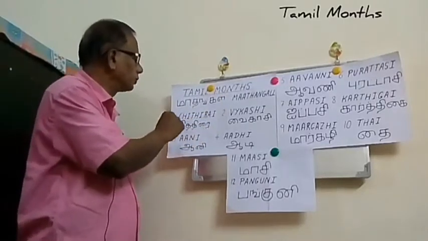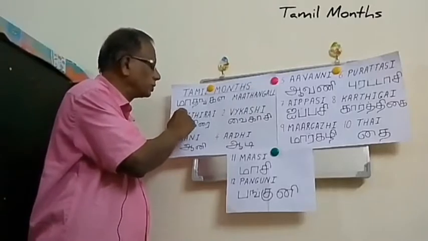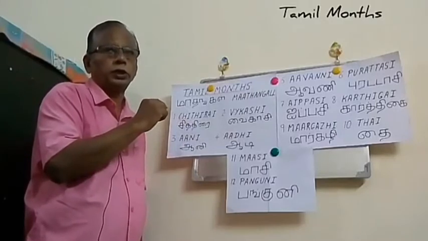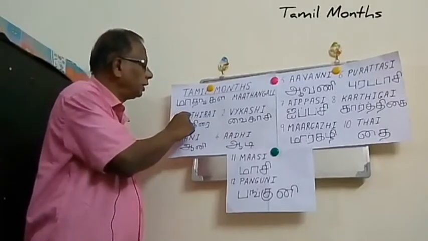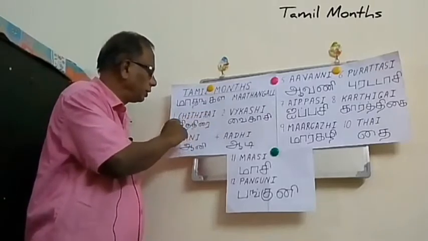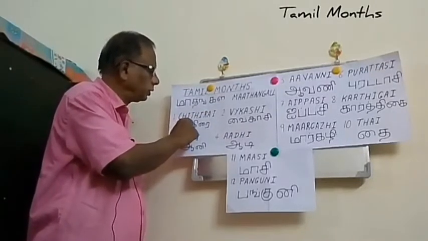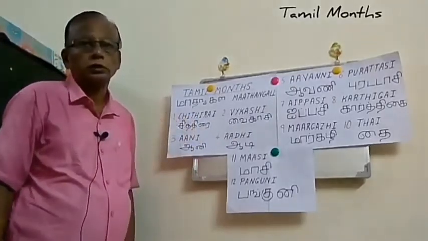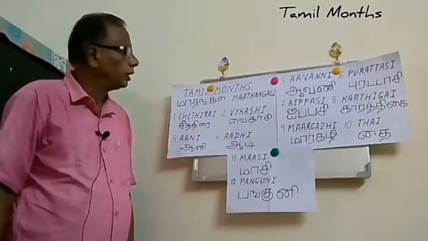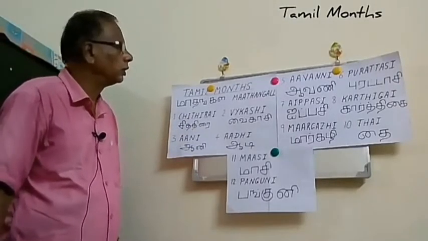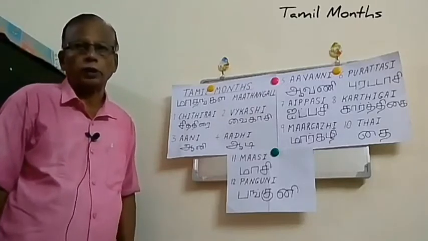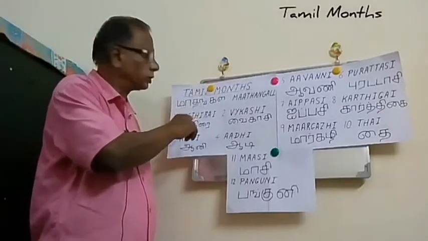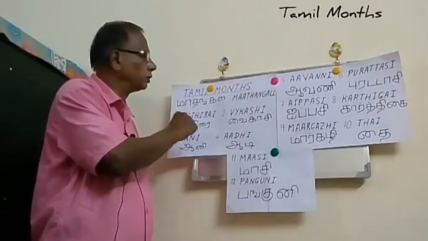Now let us start with the first one. It's called Chittirai. We start with Chittirai. The Tamil new year starts from April 14th, that's called Chittirai. It is called Chaitra in Hindi and Marathi. Even our income tax year starts from April to March. So this is Chitra, the starting of the year.